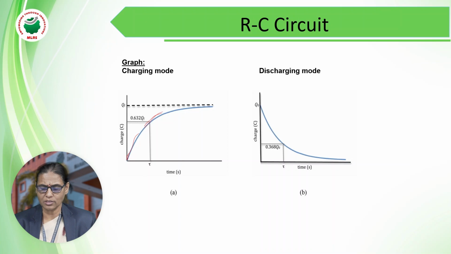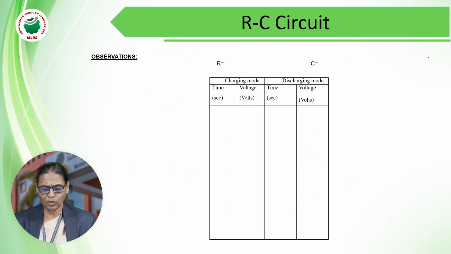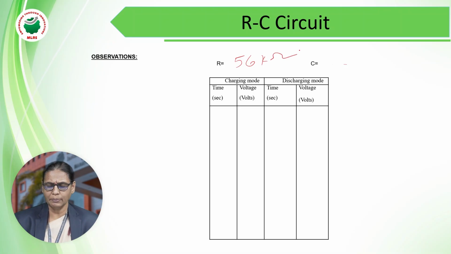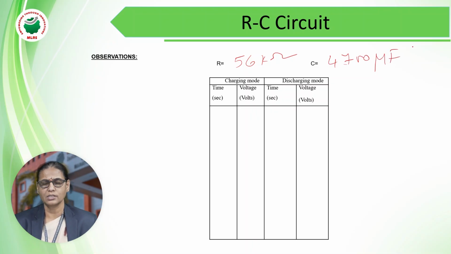What you need to do is you have noted down the values of R and C on the top of your tabular column. Now I'll show you the tabular column. This is the simple tabular column. Note down the values of R, note down the values of C. For example, I'm taking the value of R is equal to 56 kilo ohms. I'm taking the value of C is something around 4,700 microfarads.